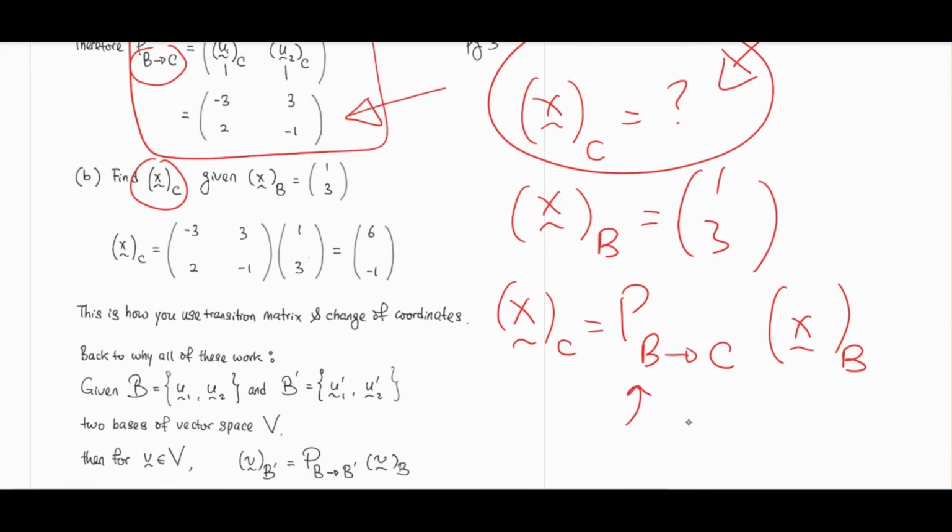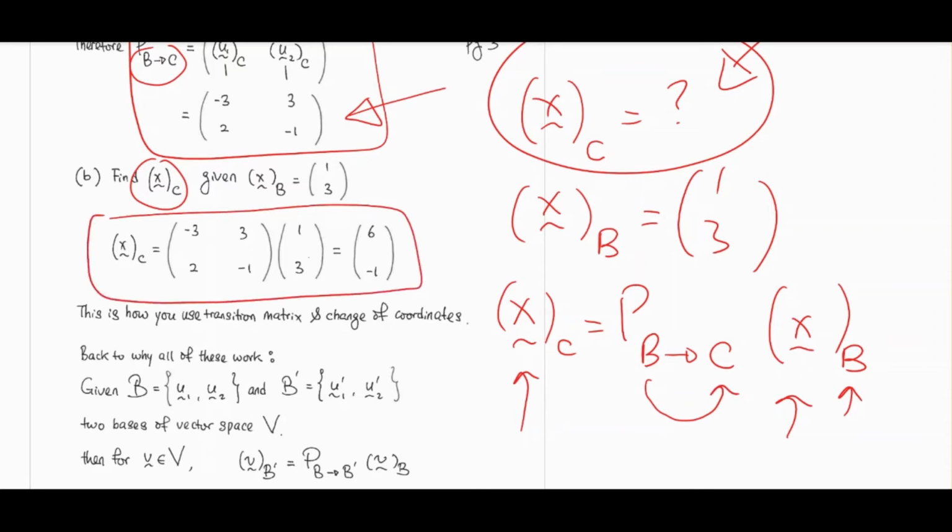So the way we look at this is as if it were a function. You take the coordinates relative to basis B. If you multiply through this transition matrix, it will transition, so to speak, the coordinates from B to C. So you will get the coordinates for this vector x relative to C. What happened is you just multiply these two matrices together and you get (6, -1). That will be the coordinates of this vector x relative to the basis C.